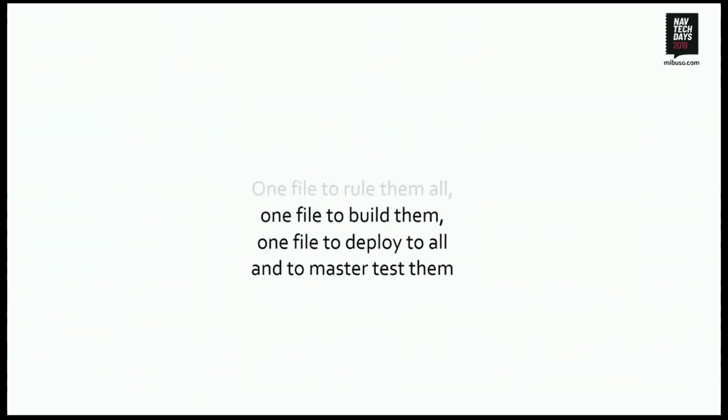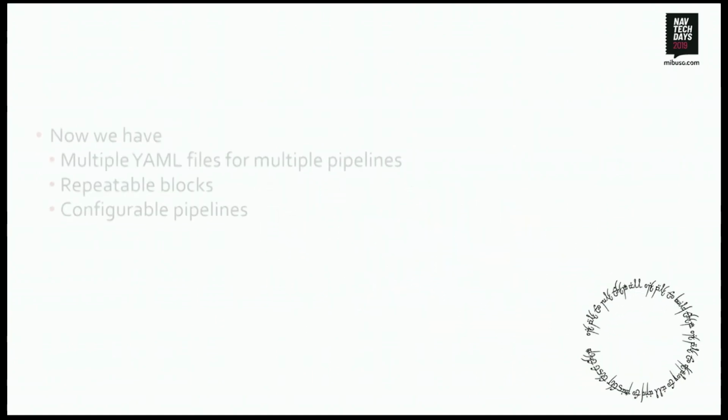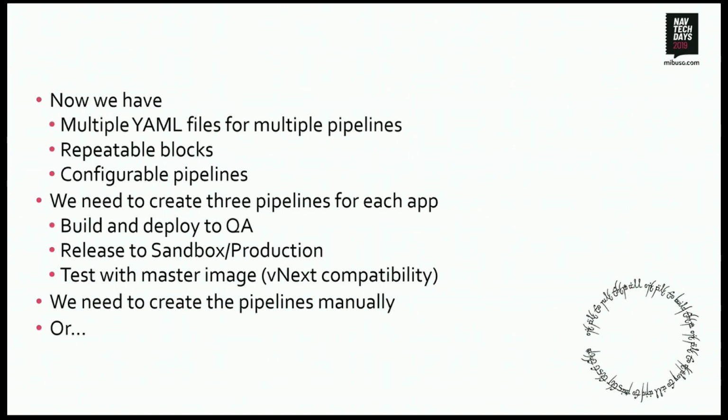Now we have this situation. There is no one file to rule them. We have only one file to build them, one file to deploy to all, and one to master test them. Because those are 3 things we want to do with the pipeline, and we have 3 files for that, a fourth with some parameters. That's the result. We have repeatable blocks. We have configurable pipelines. We need to create the 3 pipelines for each app to build, release, and test.